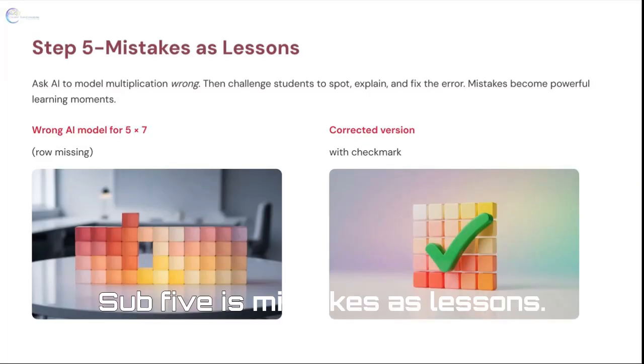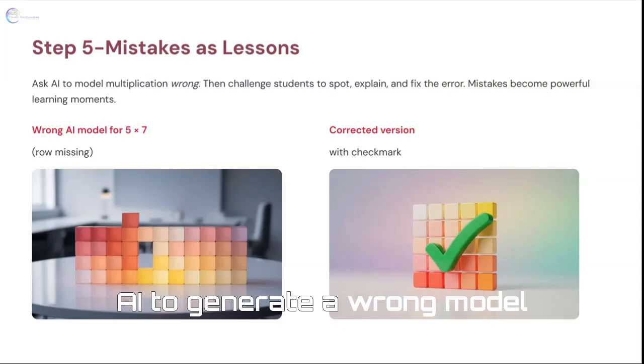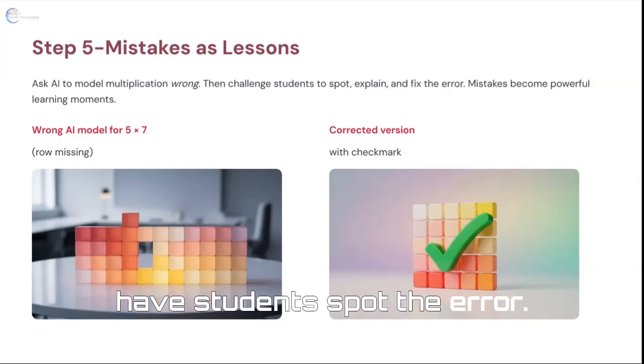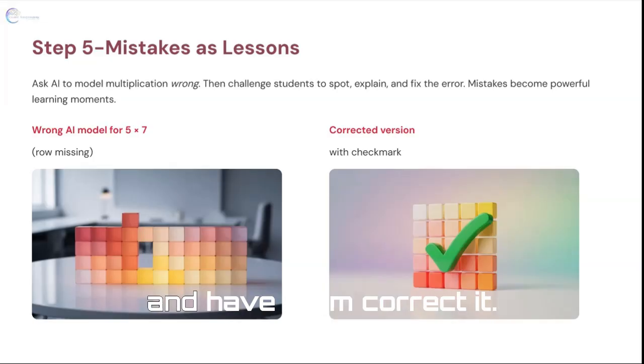Step 5 is mistakes as lessons. You can have students ask AI to generate a wrong model for 5 times 7. Then have students spot the error, explain why it's wrong, and have them correct it. Mistakes stop being dead ends and become teaching tools.